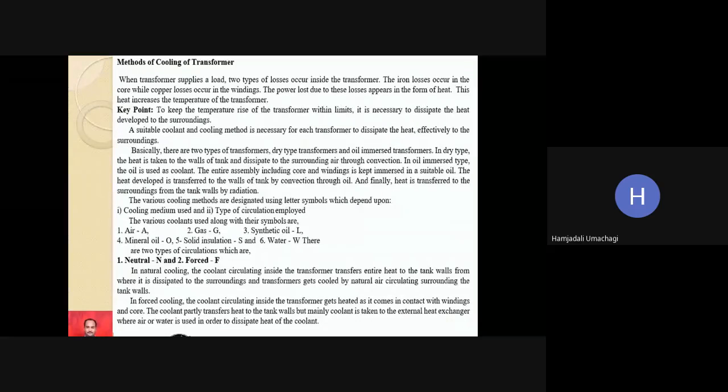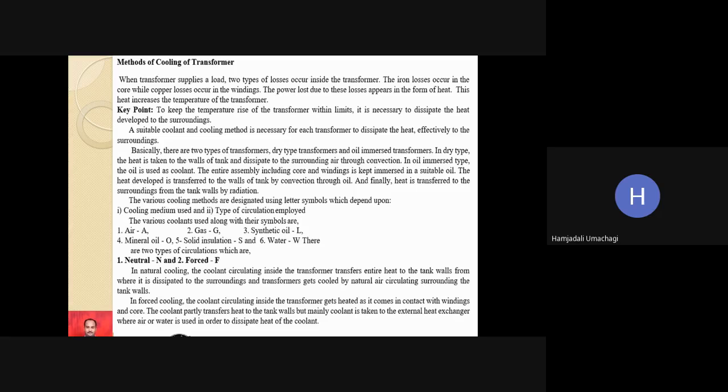So there are usually two types. One is natural, this is natural, not neutral. This is the natural method, and the second one is forced. Here it is denoted as N, natural, not neutral. The second one is the force type, which is denoted as F.